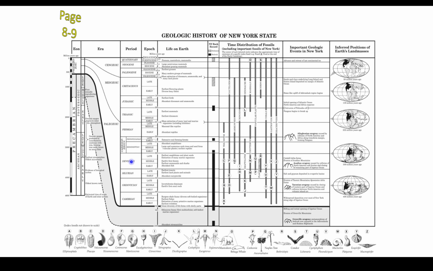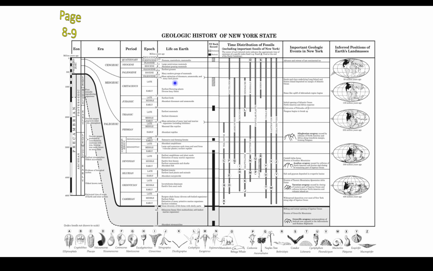Number 4, how many million years ago did the Mesozoic era begin and end? Here's the Mesozoic era. It started right here, 251 million years ago, and it ended with this very large mass extinction 65.5 million years ago. Mass extinction of dinosaurs, amnioids, and many land plants.